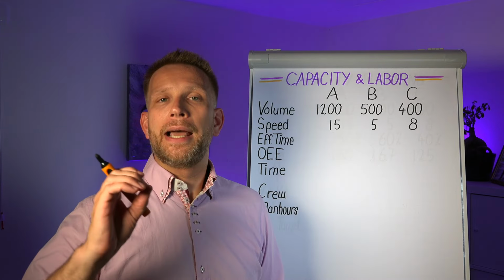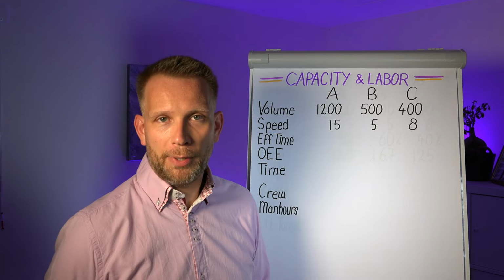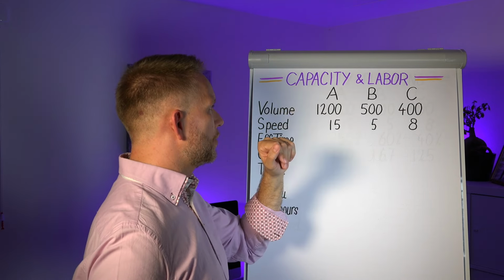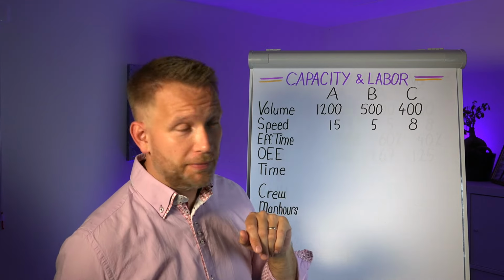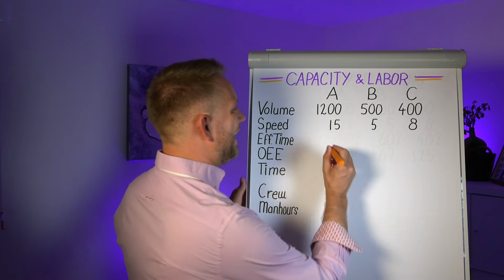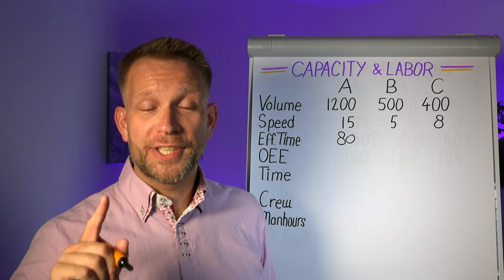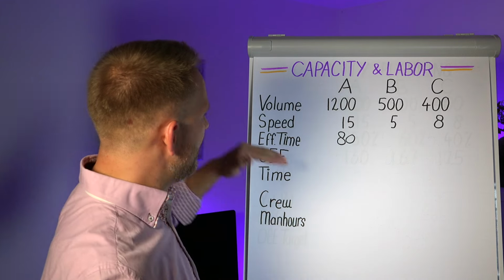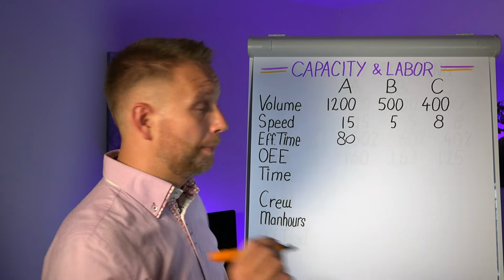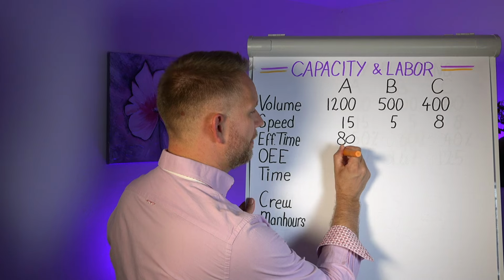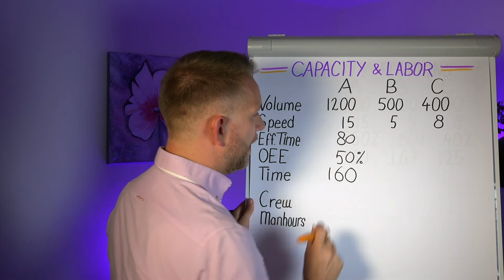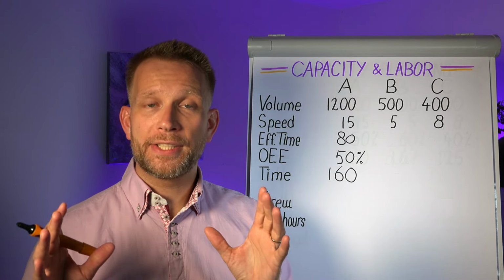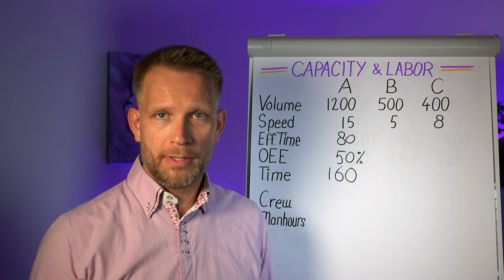Line A has a speed of 15 pieces per hour. So when we divide that, to make 1,200 pieces, when we know that we can make 15 an hour, we will need 80 hours. But here's the trick: this machine does not run at 100% efficiency. So these are the effective hours. If this machine runs at 50% efficiency, then we need to divide by that 50%, and we know that we need to plan on this line for 160 hours, right?